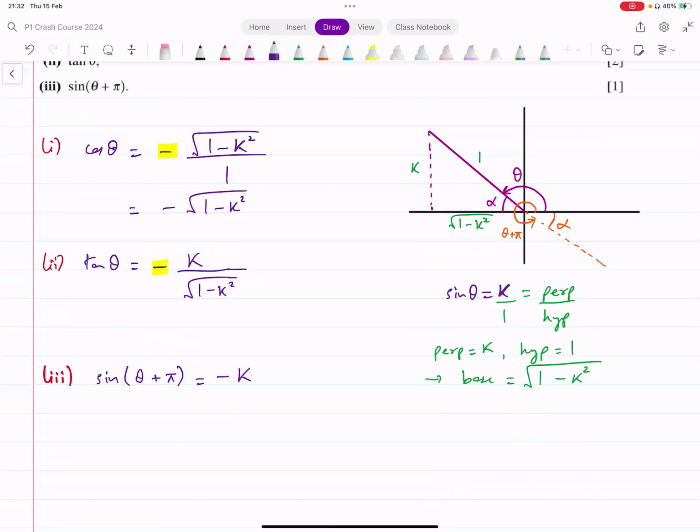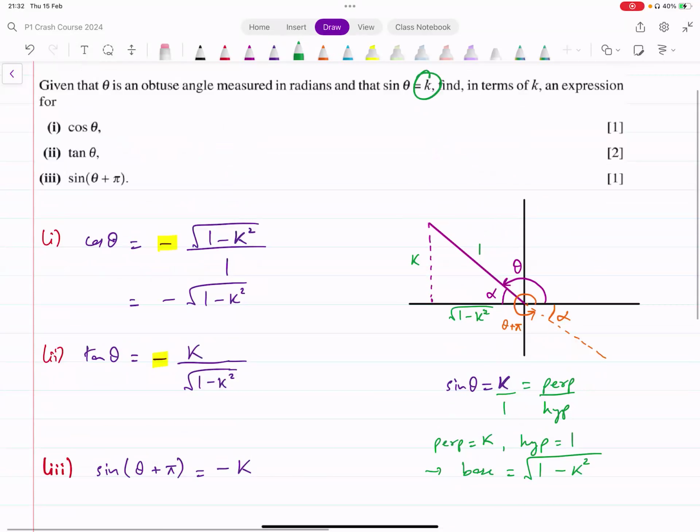Basic angle is the same, so the ratio is the same as before. It's still k. But because of it being in the fourth quadrant, we have a negative sign with that. So it's minus k like this. Is that okay? This angle here is theta plus pi. Complete angle. Any questions on this?